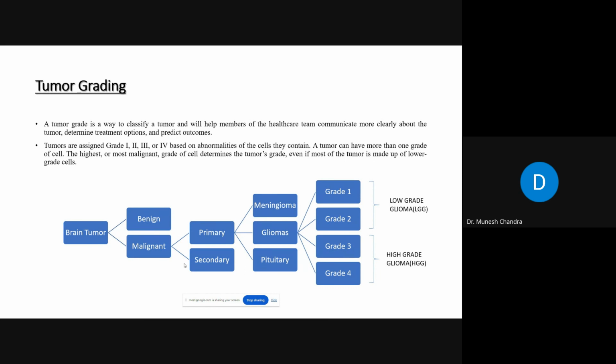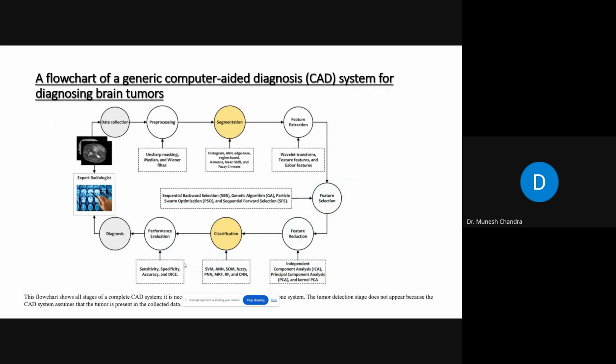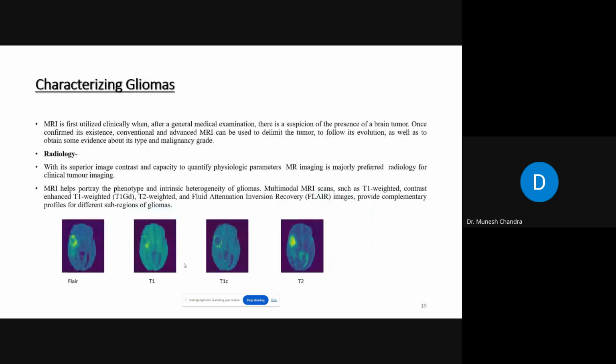Once we are able to identify the grade, then we can decide whether it is low grade or high grade glioma. So what is happening? We are collecting the data and applying the algorithm depending on the size of the data. If the size of data is small, then we can go for a machine learning algorithm. And if the size of data is large, we can go for deep learning algorithms. So this MRI data is applied on the algorithms, and we do segmentation, feature extraction, feature selection, feature reduction, classification, and we are able to identify the grade.